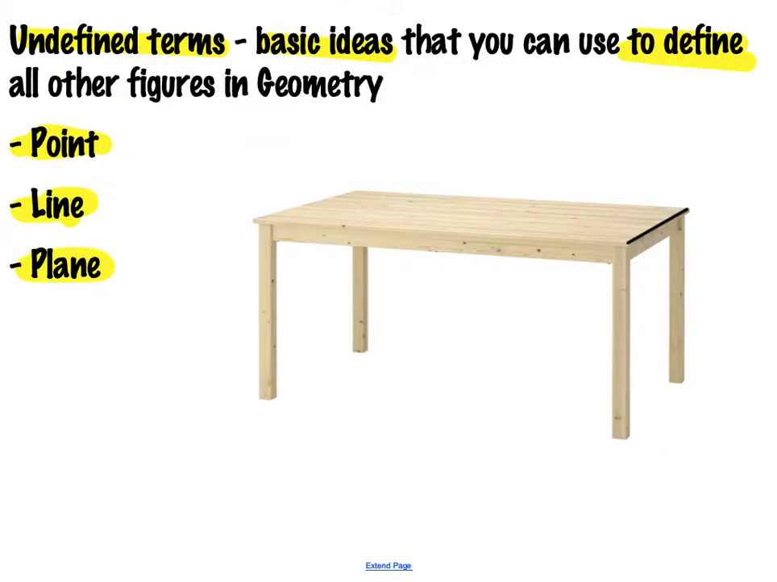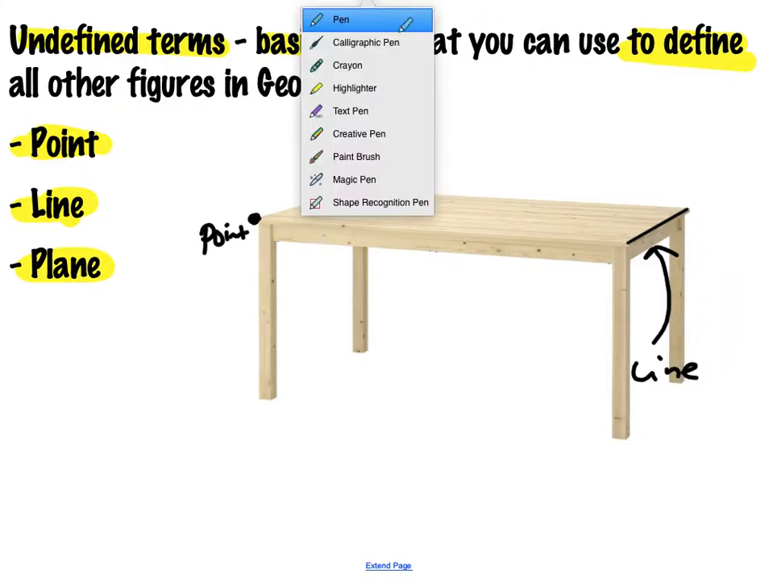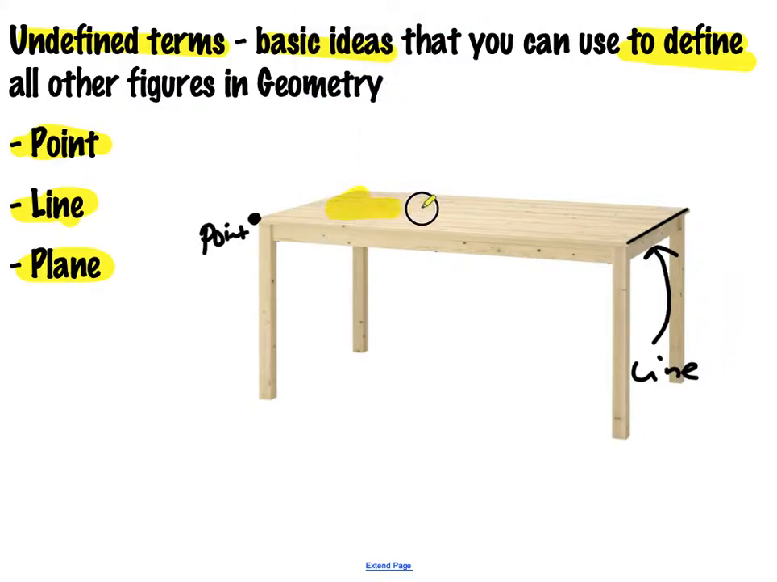In this diagram, we can identify a point here, right? This is an example of a point. This is an example of a line right here. And an example of a plane could be the top of this table. So I'm just going to highlight the top, color it in, and that is called a plane.